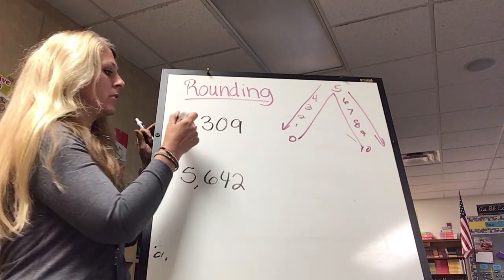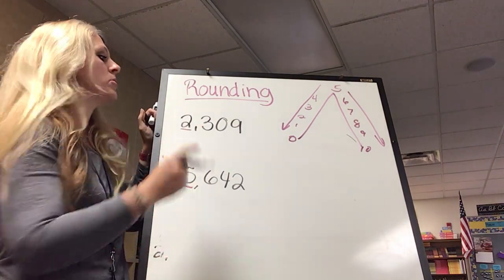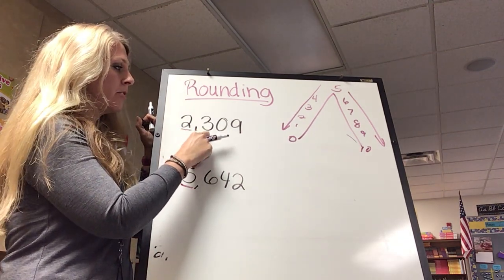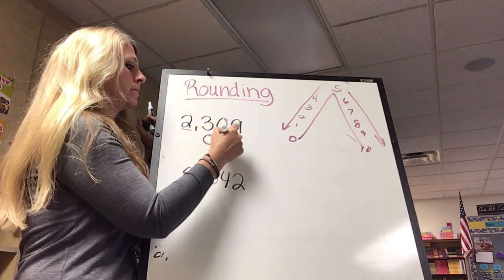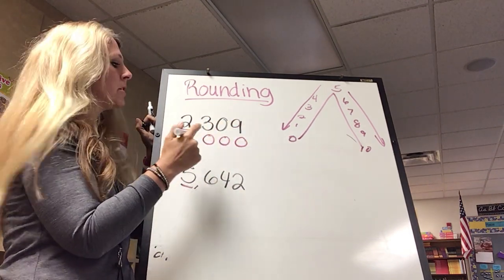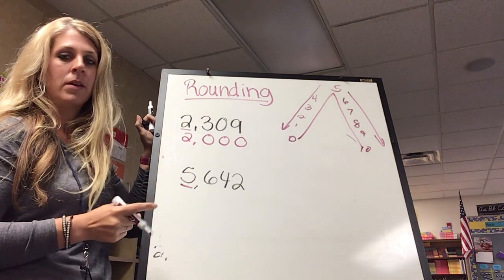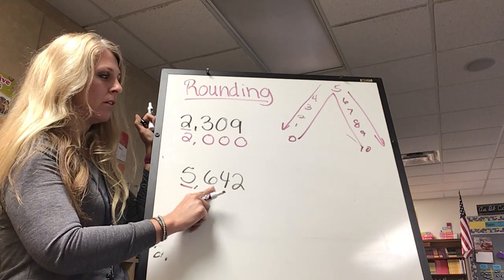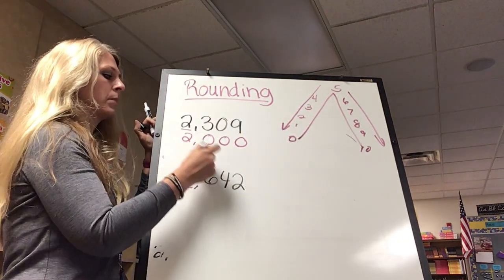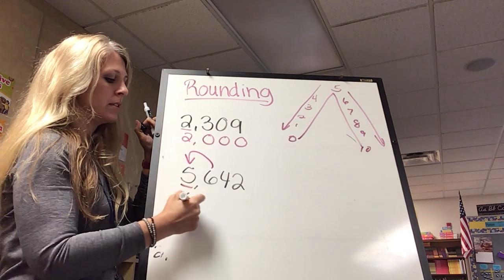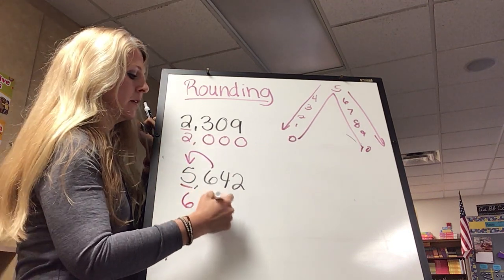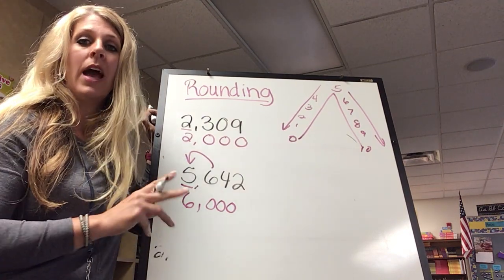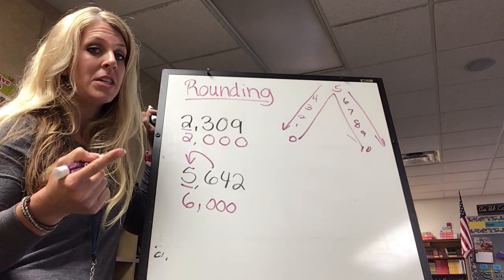Okay, so hopefully you paused the video to do that work. So let's check. 2,309, 2 is in the thousands place. I look to the right, the 3 rounds down. Down, I'm done. I'm zeroing it out and I'm leaving the 2. Okay, the next one, we had 5 in the thousands place. I look to the right, the 6 rounds up. So it changes the 5 to a 6, it's getting bigger, 6,000.